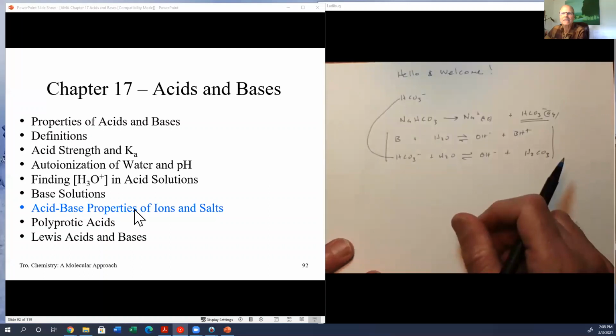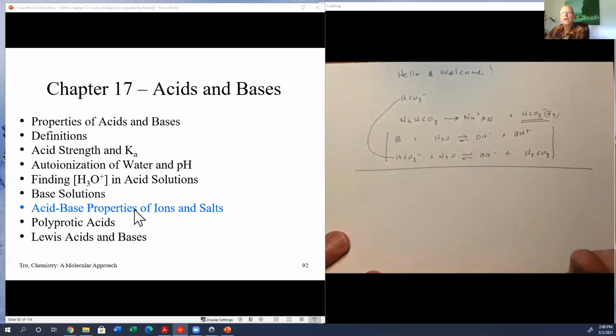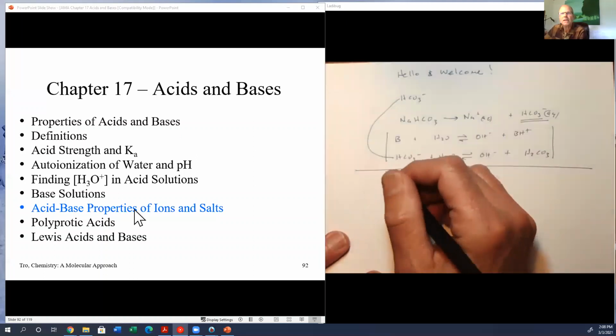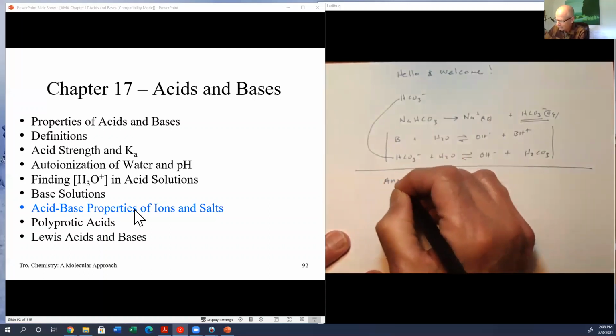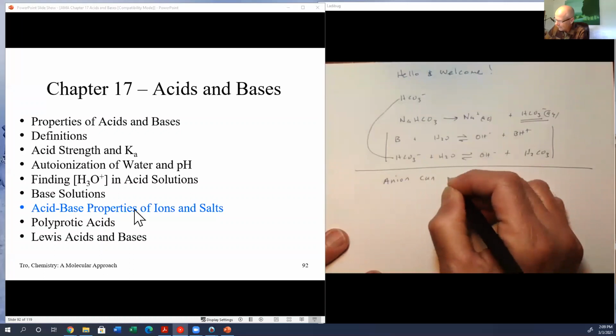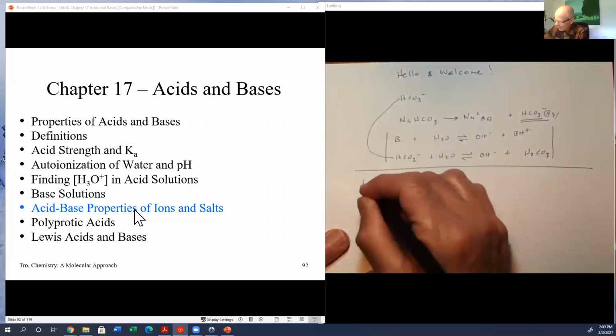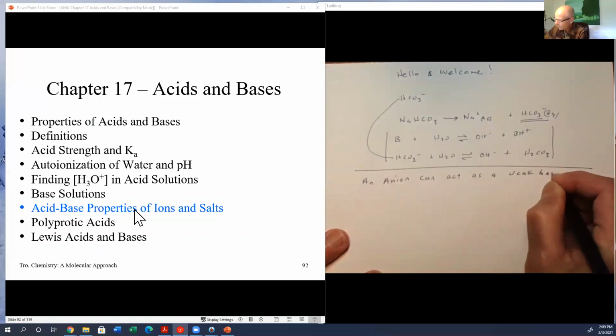Okay. So we want to see now how many kinds of ions can act as acids and bases. Whenever you see an ionic compound, hidden in that compound could be an acid or a base or both, because the ions can act as acids or bases. Now, when you're examining an ionic compound, you want to look at the anion and the cation separately. An anion can act as a weak base.